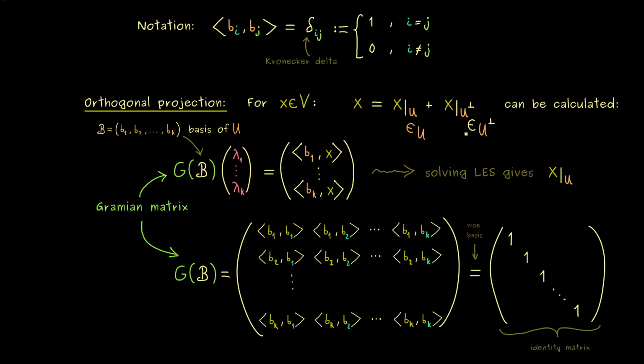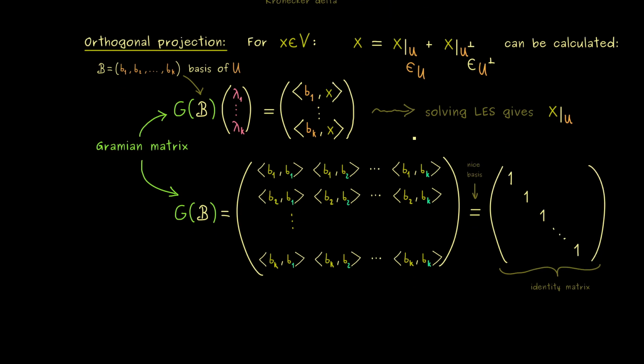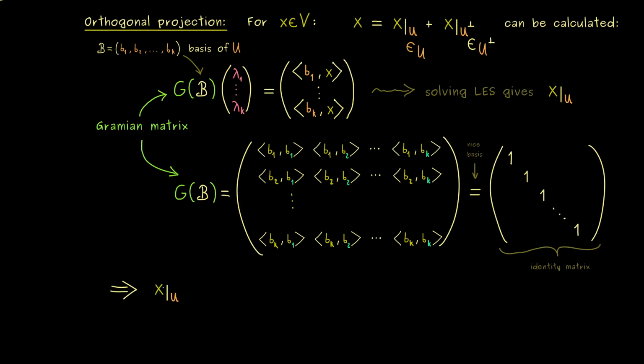Hence, we can directly write down the orthogonal projection x_U. We have the scalars, so we know the linear combination. So we have a sum that goes from j equal to 1 to k. Indeed, the scalar we already know, it's the inner product of b_j with x. And this is the scalar for the basis vector b_j. So this is the linear combination we need, and it gives us the orthogonal projection of x onto U.